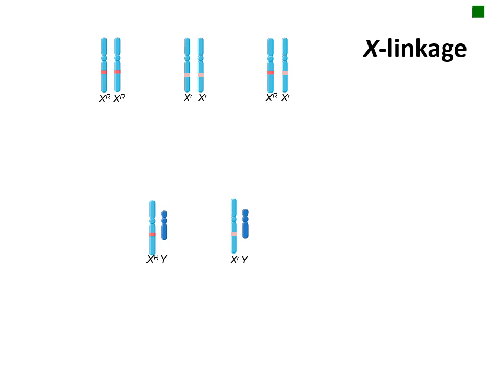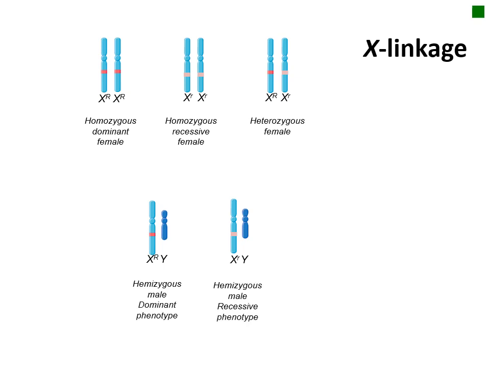This means that females can be homozygous dominant, homozygous recessive, or heterozygous. But males are what we call hemizygous, meaning they only have one copy of the gene. They will display either the dominant or recessive phenotype depending on the allele they have.